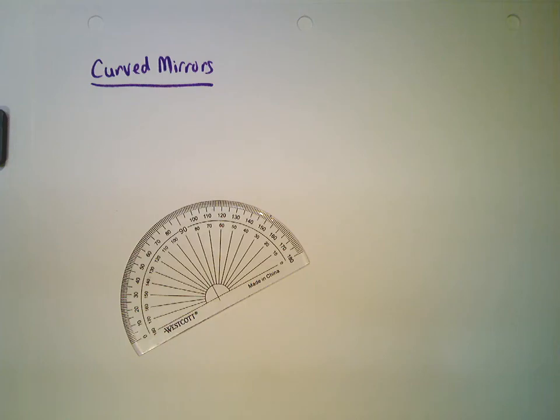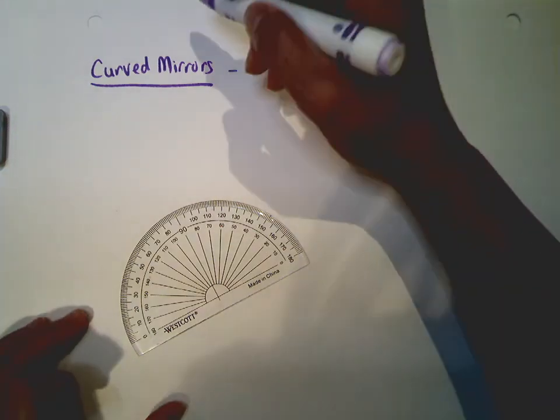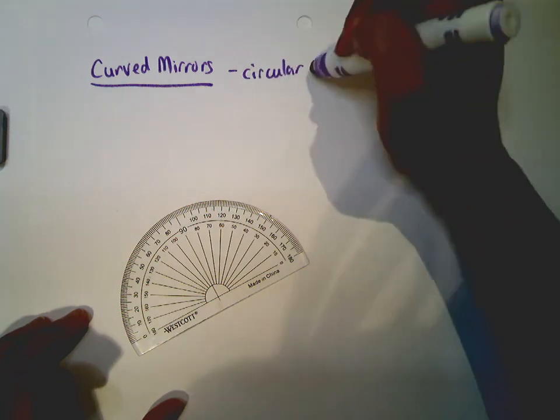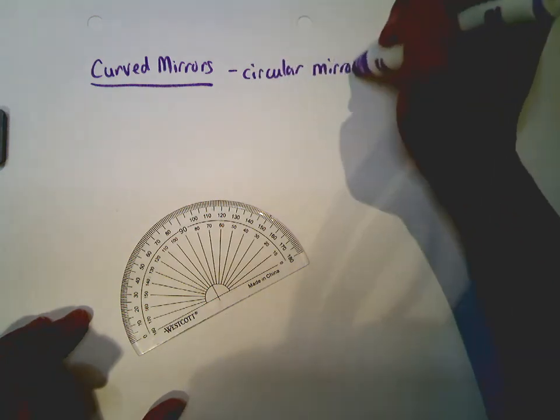So there are many different types of curved mirrors, but the ones that we're going to focus on are spherical, or mirrors that are circular in shape. Okay? And so we're going to have circular or spherical mirrors.